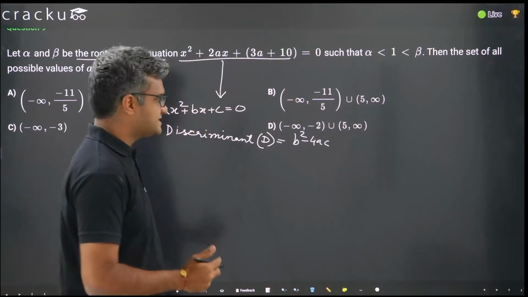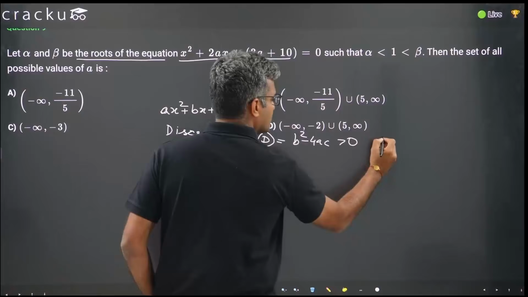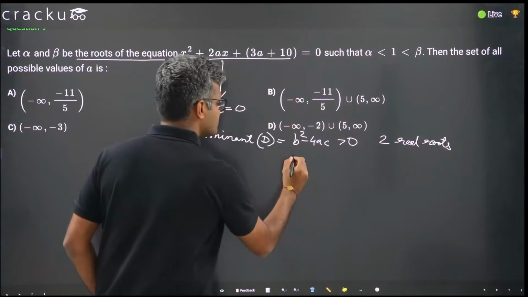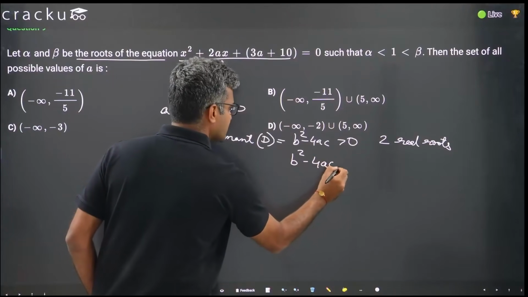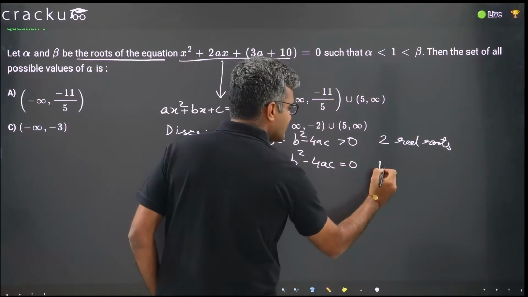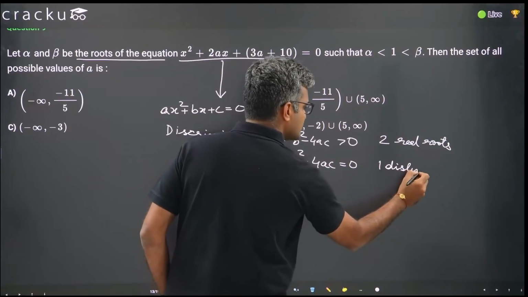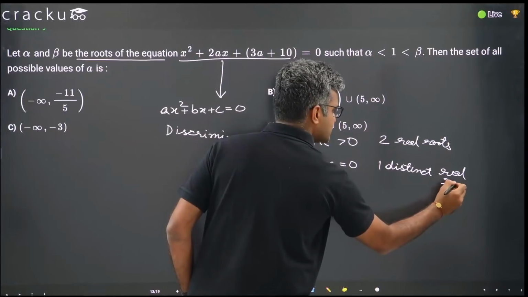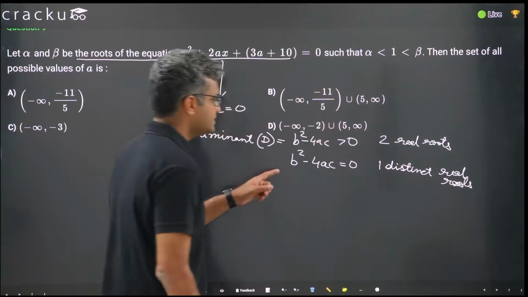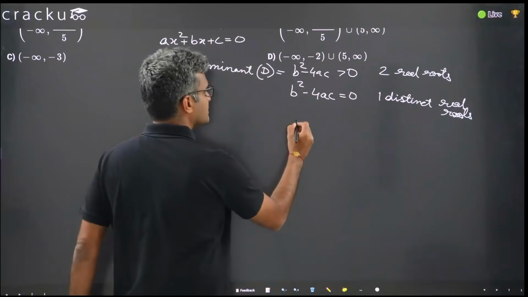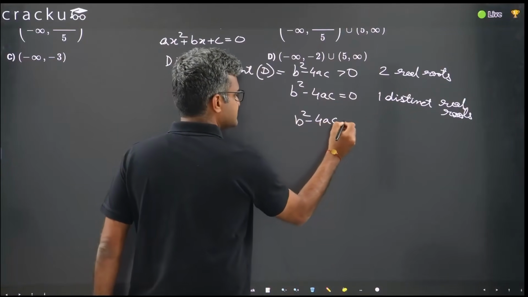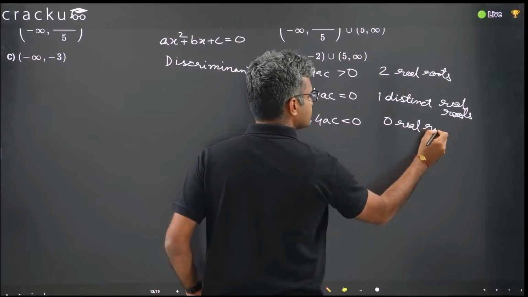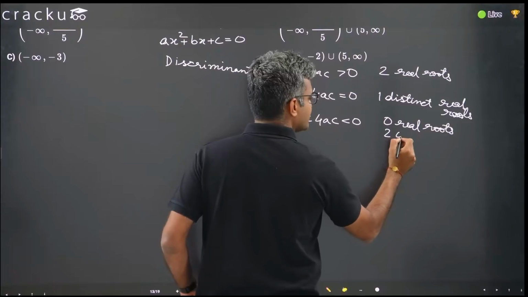Now if b square minus 4ac is greater than 0, the quadratic equation will have two real roots. If b square minus 4ac is equal to 0, it will have one distinct real root. That is, it will have two real roots which are equal to each other. Whenever you are told that the roots are the same or something like that, it would mean that b square minus 4ac is equal to 0. If b square minus 4ac is less than 0, the quadratic equation will have 0 real roots. That is, both the roots will be complex.